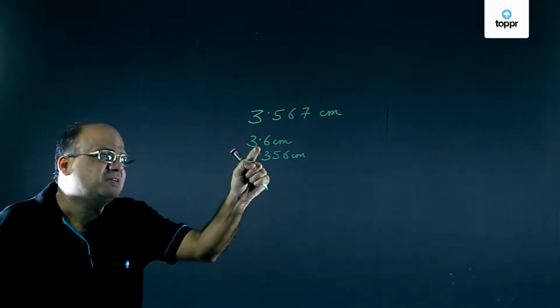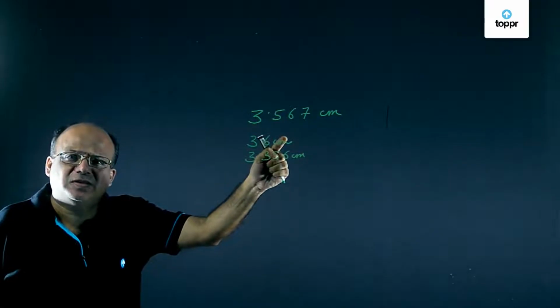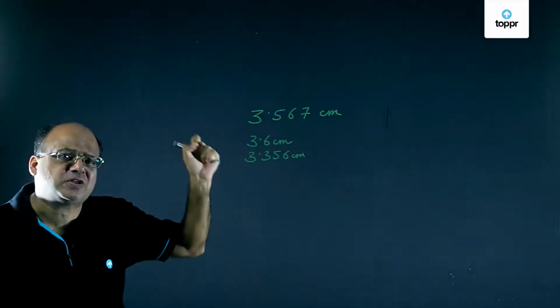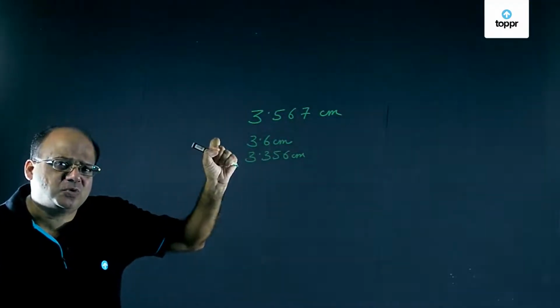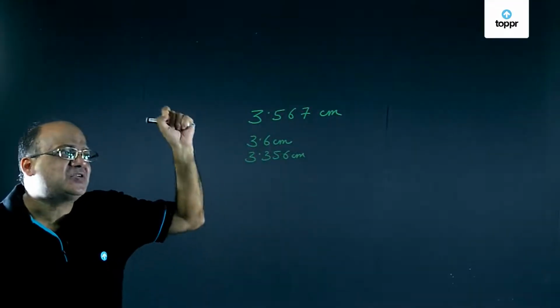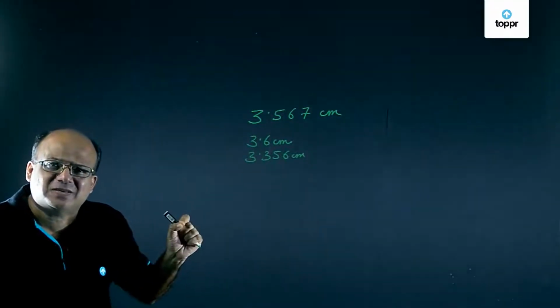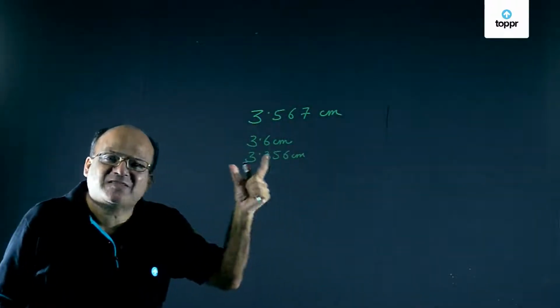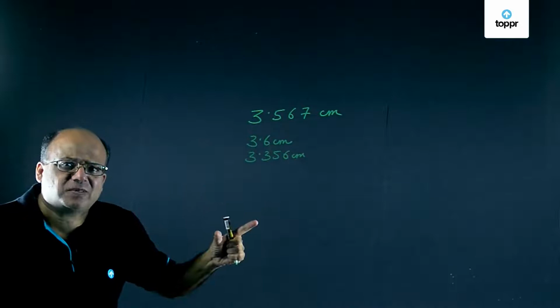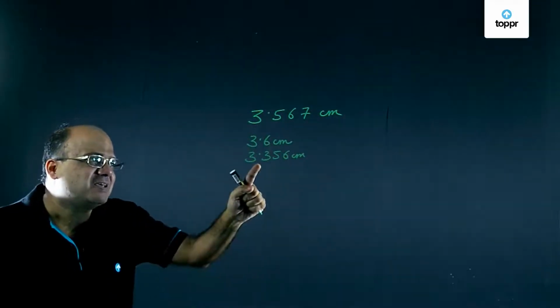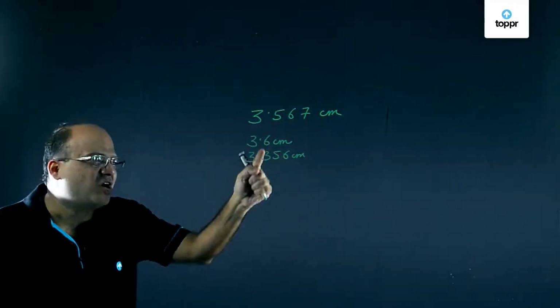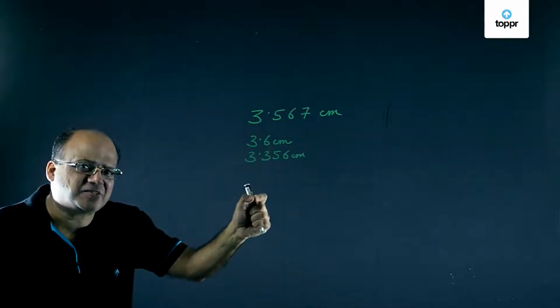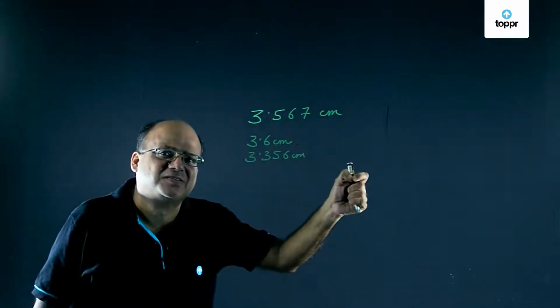Now this reading is more accurate. It is more closer to the accurate value. It is more closer to the exact value of that measurement. Therefore, this 3.6 centimeter has got more accuracy. This reading is not so close. It is not very accurate, but it has got more number of decimal points.